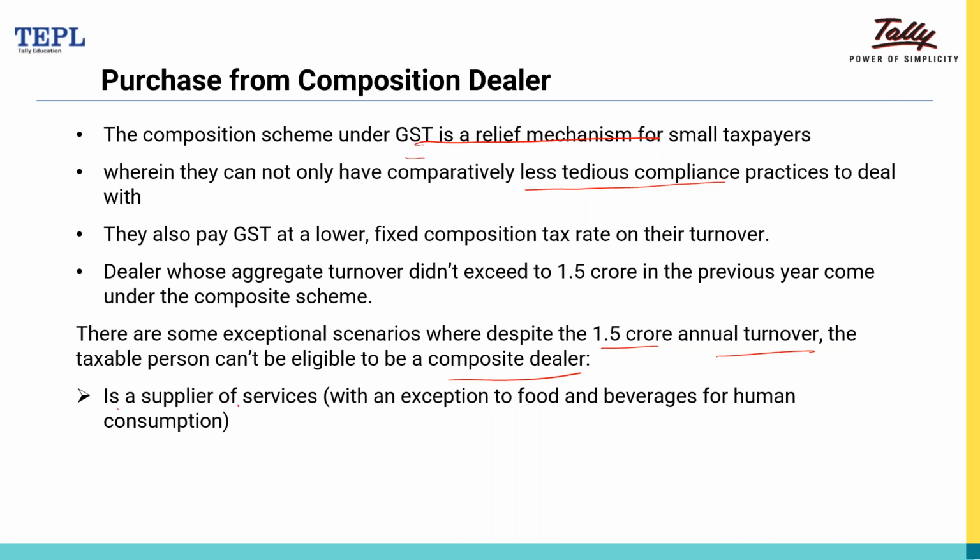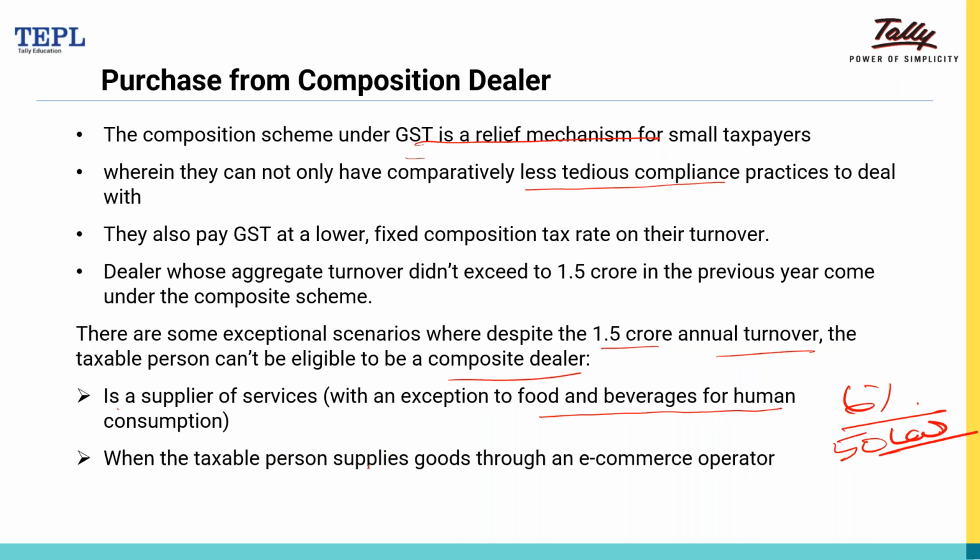The first condition is a supplier of services, with the exception of food and beverages for human consumption. That means if you have a restaurant service, you can go for the composition scheme. But apart from this, if you are a service provider, you cannot go for the composition scheme. But certain services are there for which you can go for the composition scheme. In that case, you need to pay 6% GST at fixed rates, and if your turnover is up to 50 lakhs. Getting my point?